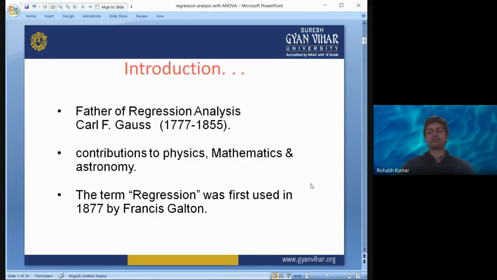So let us do a brief introduction about the regression analysis. The father of regression analysis is Carl F. Gauss. He lived from 1777 to 1855, and his contributions are to physics, mathematics, and astronomy. Okay, so the term regression was first used in 1877 by Francis Galton. So what does regression actually mean? Regression means to fall back to previous characteristics or previous traits, or previous trends. Regression means to fall back.